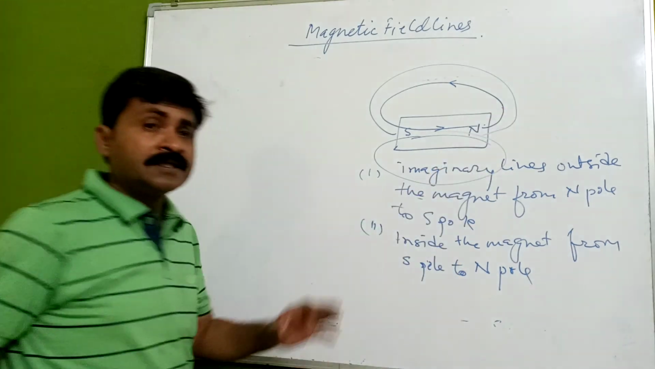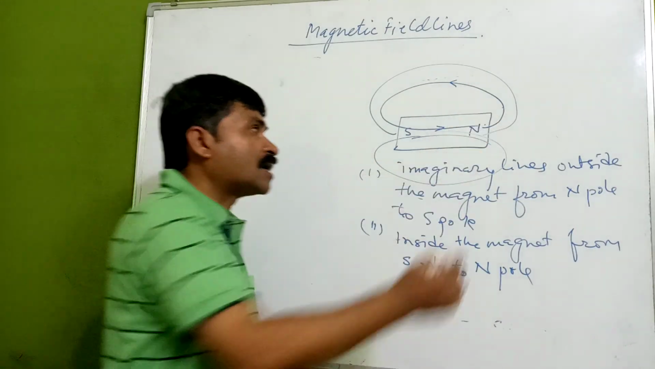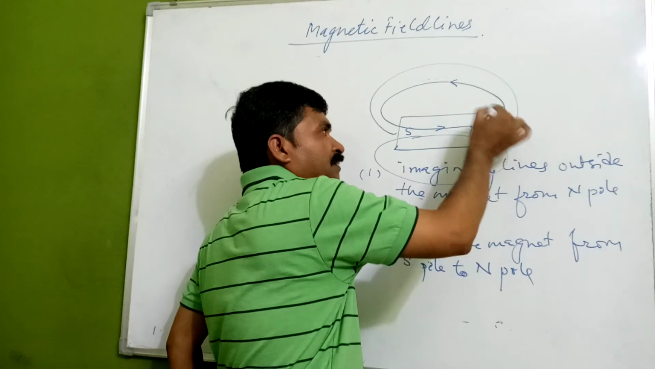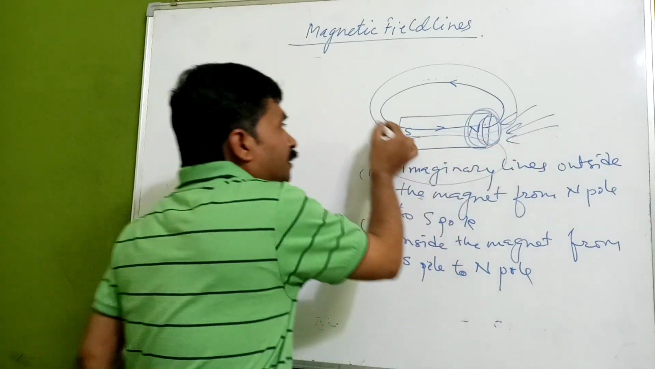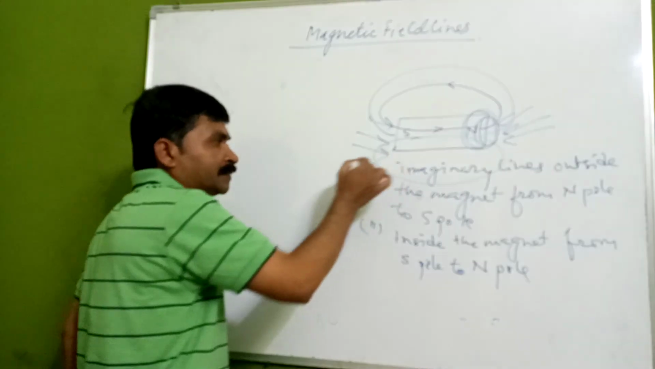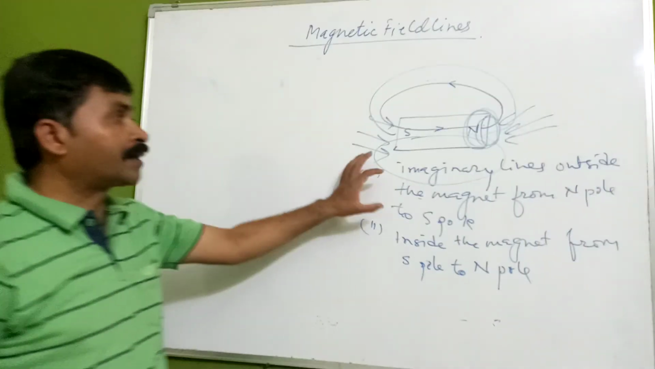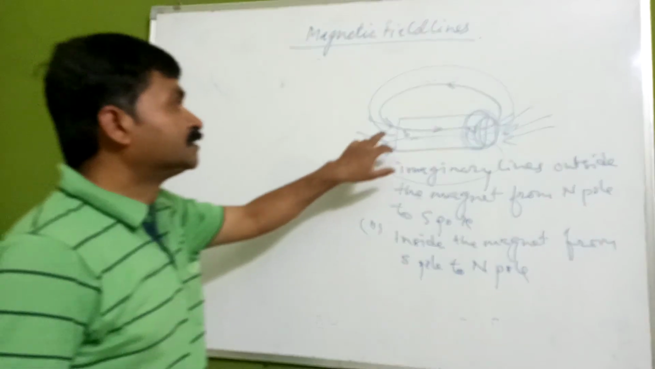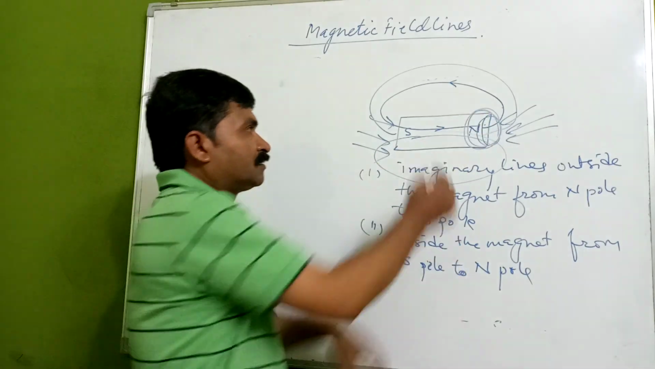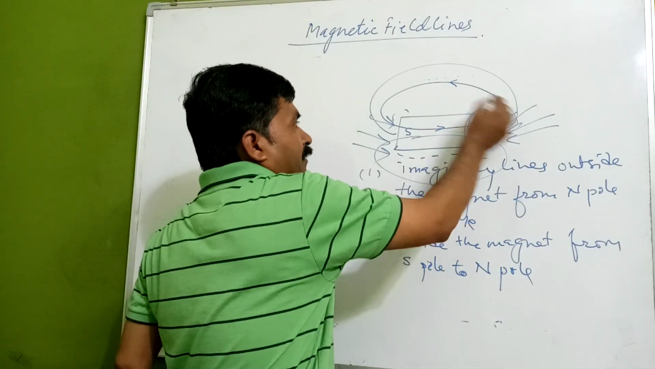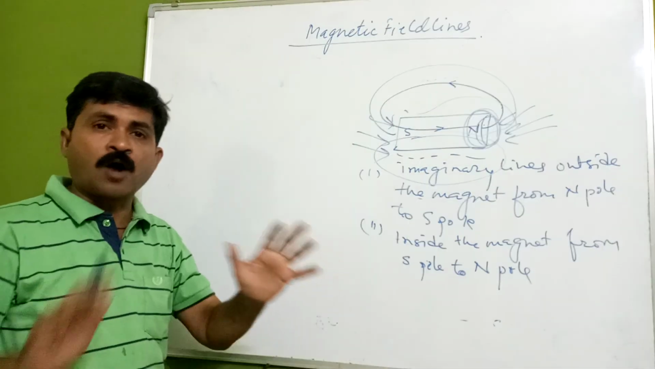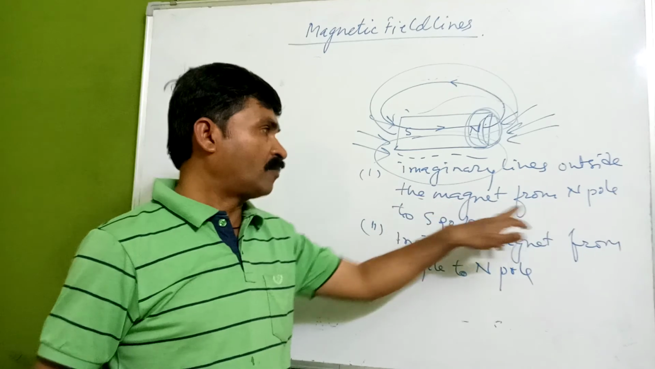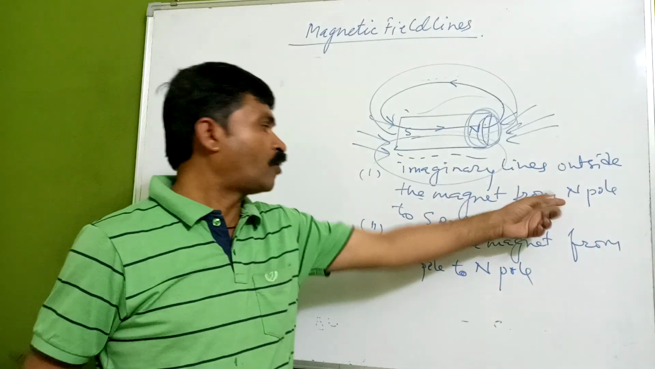And the concentration of these magnetic field lines is more here. So therefore their attraction is more. Here they are also getting more attracted. So when they are getting more attracted, what are we getting? There is attraction. So magnetic field lines are the imaginary lines outside the magnet from north pole to south pole.